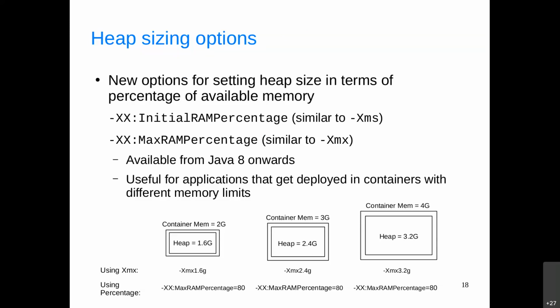The difference between these sets of options is that Xms and Xmx allow you to set the heap size using absolute values, while the percentage-based options allow you to set your heap as a percentage of the total memory available to the JVM. And these options are particularly useful in container environments where your application can get deployed in containers with different memory limits.